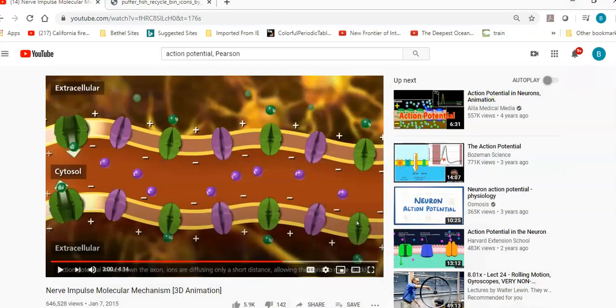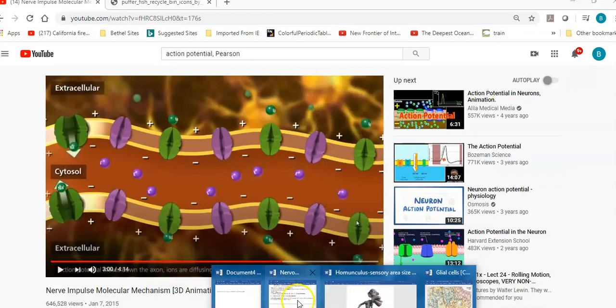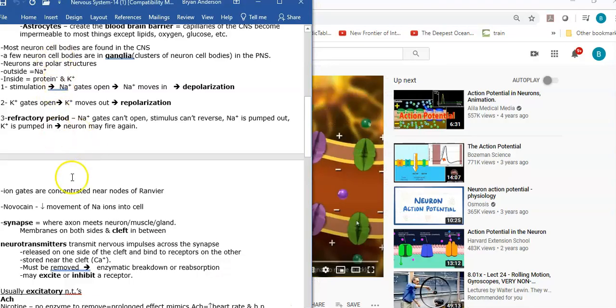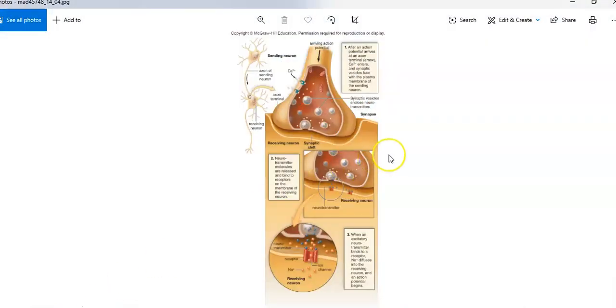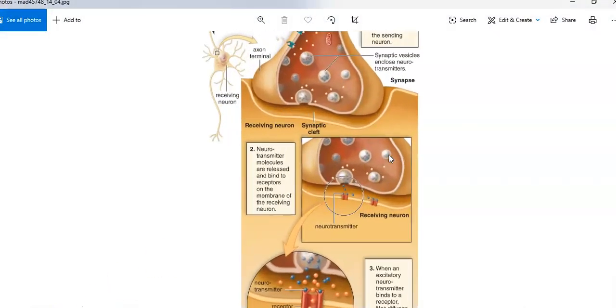If you look at your notes then, just to see where we're at here, we've talked about this process right here. We're going to go to the synapse right now, and that's very important. That's where the video kind of ends up talking about. But we've already talked about it some, and we're going to talk about it in more detail now.